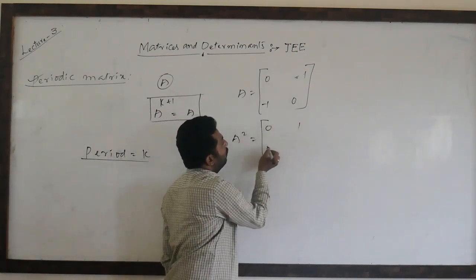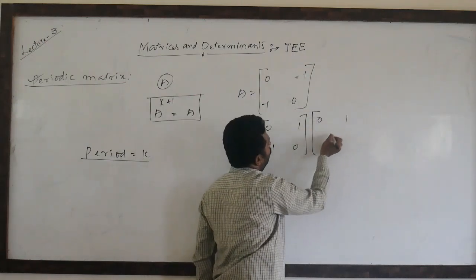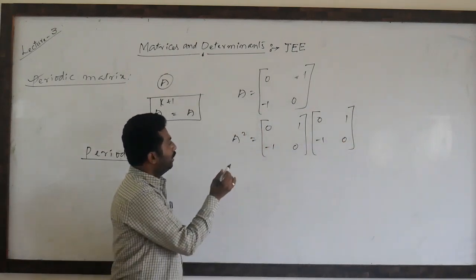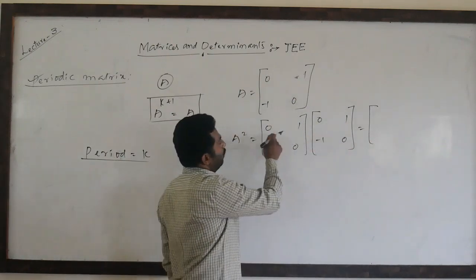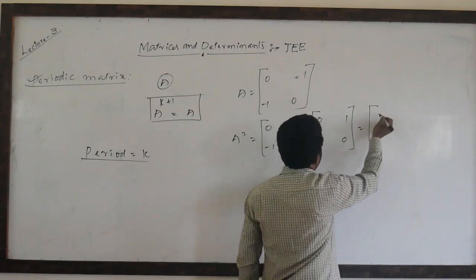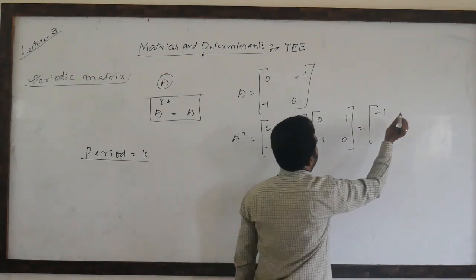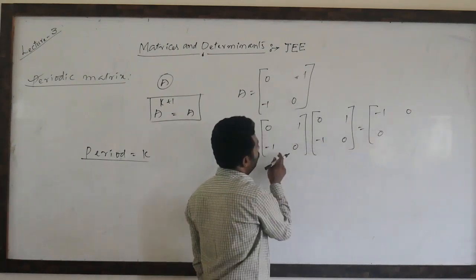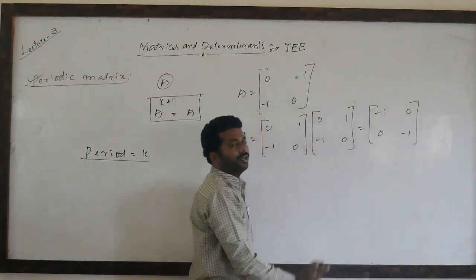So A square is 0 1 minus 1 0 into 0 1 minus 1 0. See here, how much is it? First row, first column: 0 minus 1, that is minus 1. First row, second column: 0. Second row, first column: 0. Second row, second column: minus 1. This is A square.